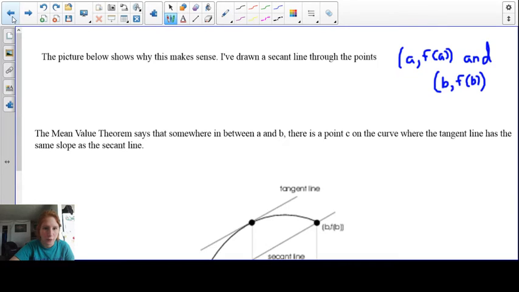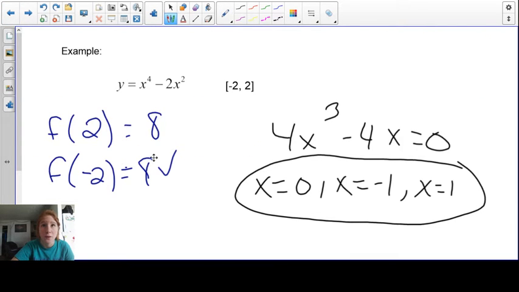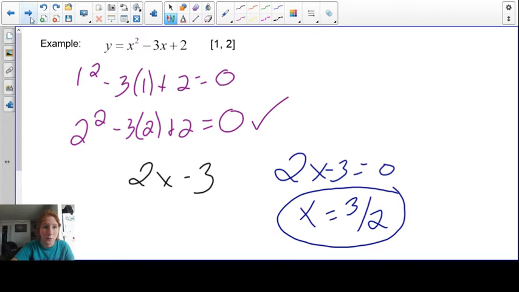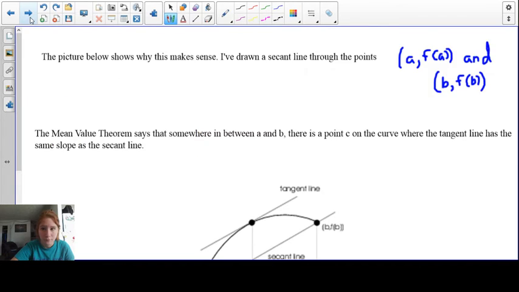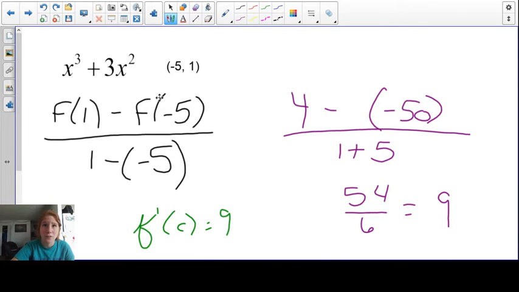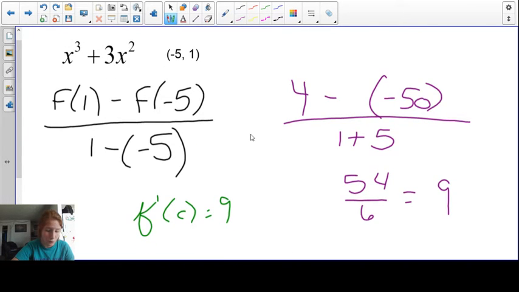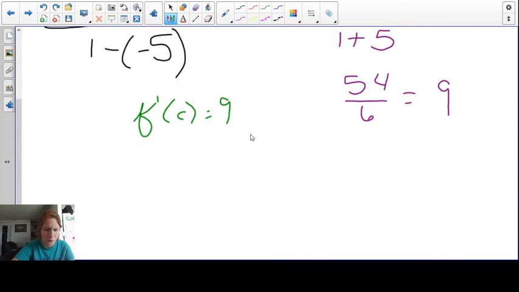In the example before, we went to the y value of 8. In the example before, we went to the y value of 0. But this function would not be as fun to solve for. So that's why we're doing it this method.